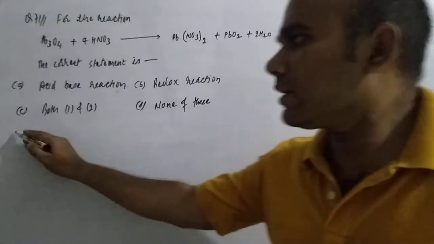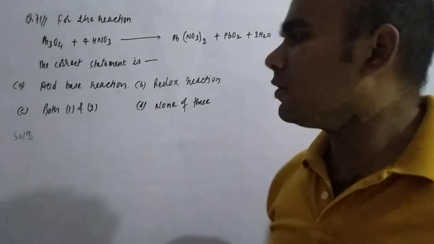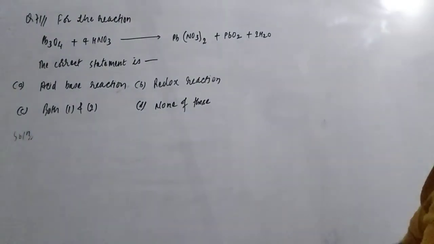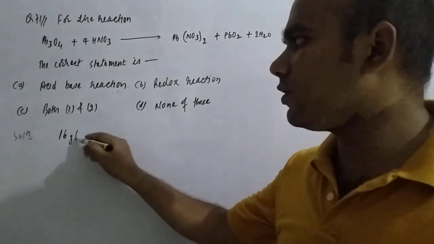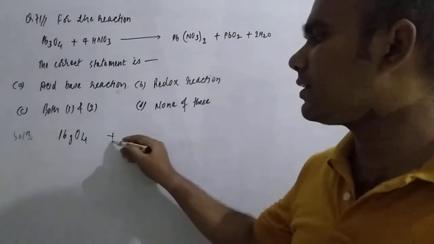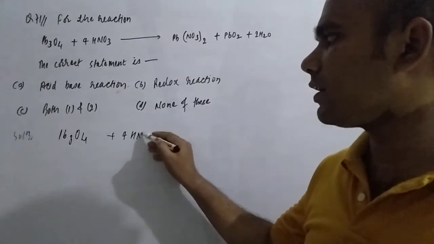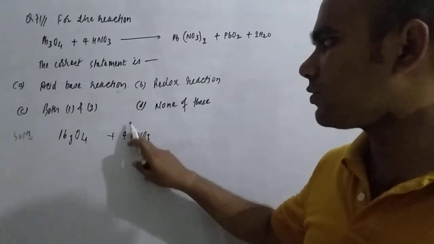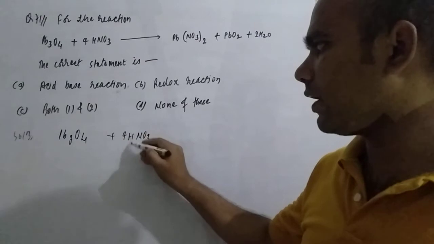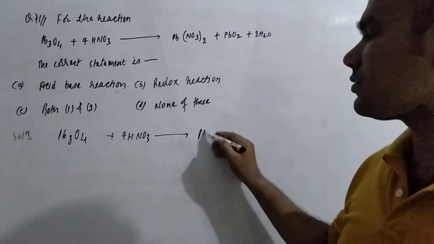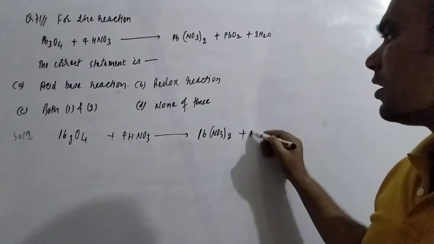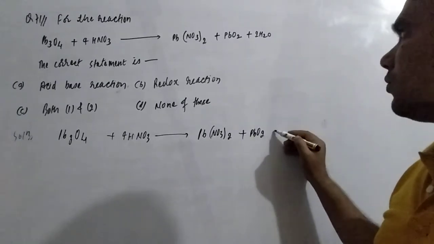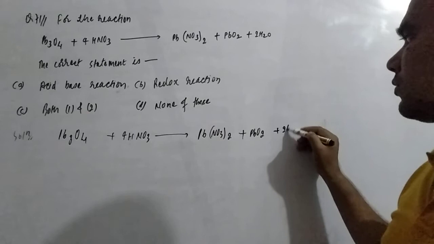So dear student, let us solve this problem for better understanding. How can we solve? You check Pb3O4 is there, student, and then 4HNO3 is there. It is giving what, student? PbNO3 twice, plus it is giving PbO2, plus it is giving 2H2O.